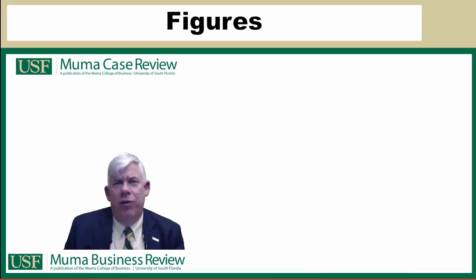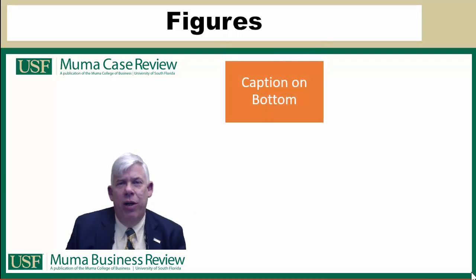Within the Muma Journals, you will frequently want to put a diagram or a picture within your manuscript. And we refer to these as figures, and there are some very specific rules about formatting figures within the journal. First, for figures, we put a caption on the bottom, and you will normally do this by right-clicking the image that you've pasted in and then identifying that you want to insert a caption.